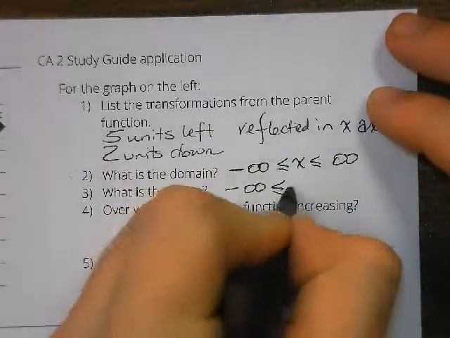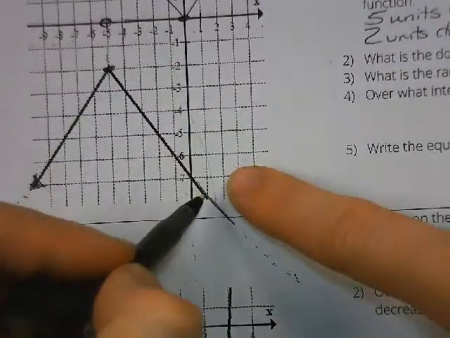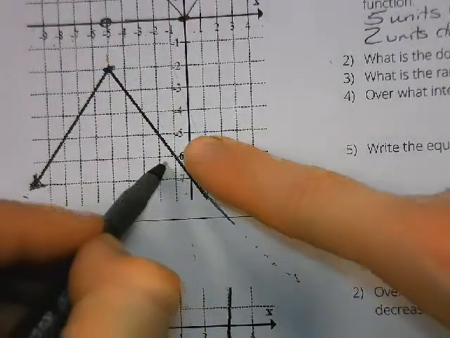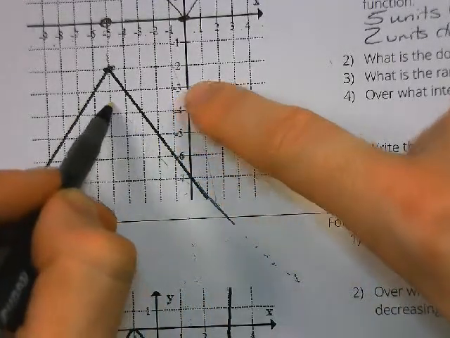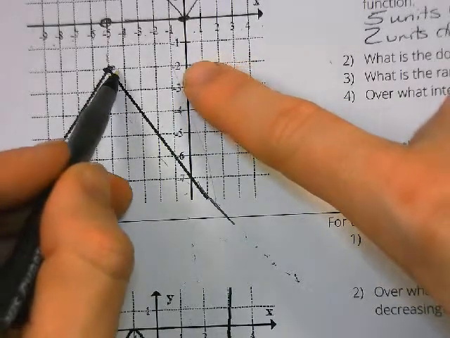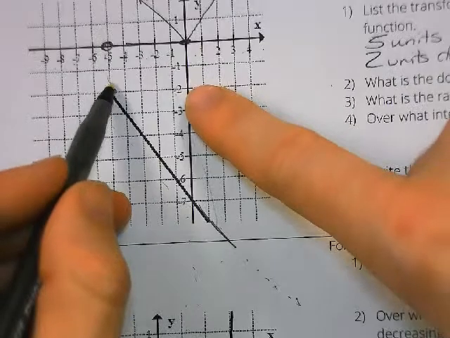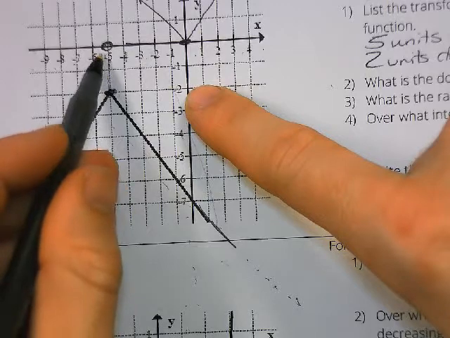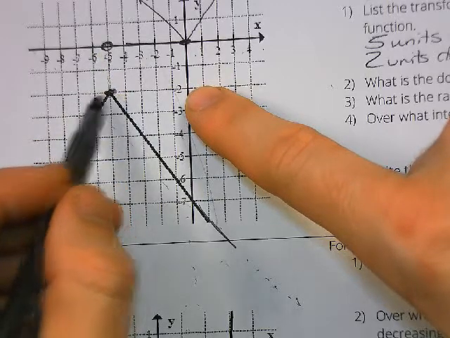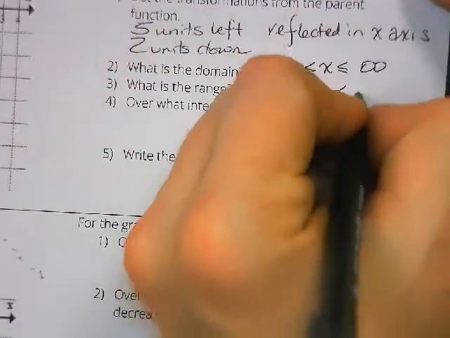On the range side, and the biggest possible y value that I could have, I'm going to come up here. The biggest possible y value that I see is actually at -2. I don't have a graph at -1, I don't have a graph at 0, but I do have one down here at -2. So that's the biggest y value that you can have.